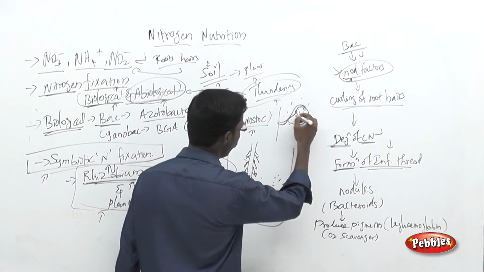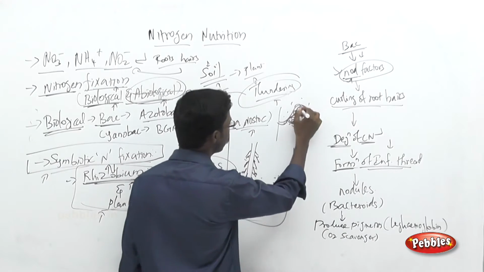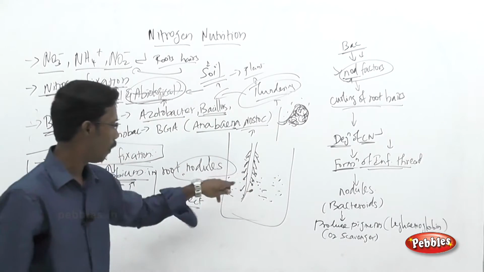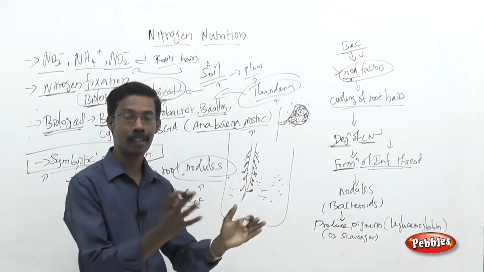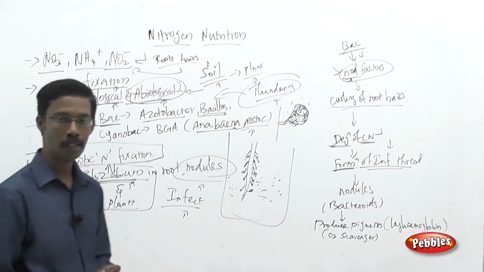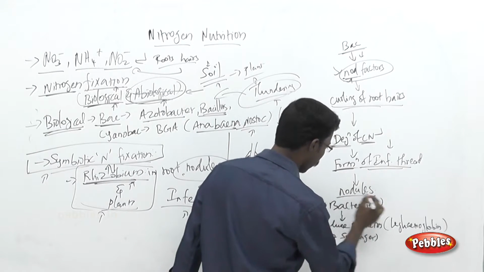Finally it is going to form the curling, and will form the nodule like this. It is going to form a knot-like structure. That is what we see as nodules. The nodules are nothing but structures formed by the rhizobium over here. So that is the formation of nodules.